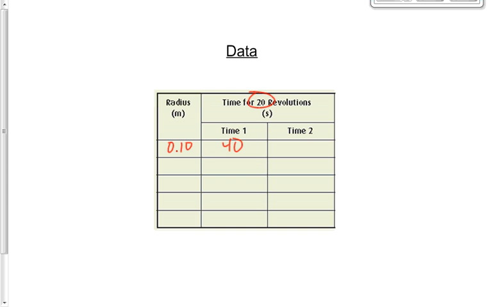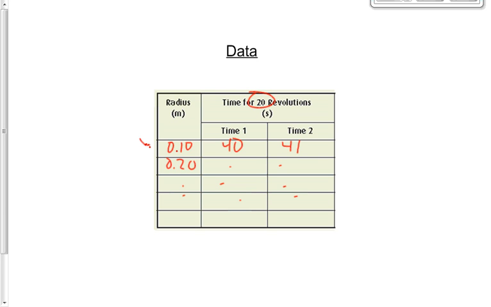You're not recording the period directly. You're recording the time that it takes to go around 20 times. And then you're repeating the experiment with the same radius. This time, maybe you get 41 seconds. Next, change the radius. This time, make it 0.2 meters or something, something different than 0.1 meters. Doesn't matter exactly what it is. Record the time that it takes for 20 revolutions again, and then 20 revolutions again. Get 2 different times for this one, and so on and so on.